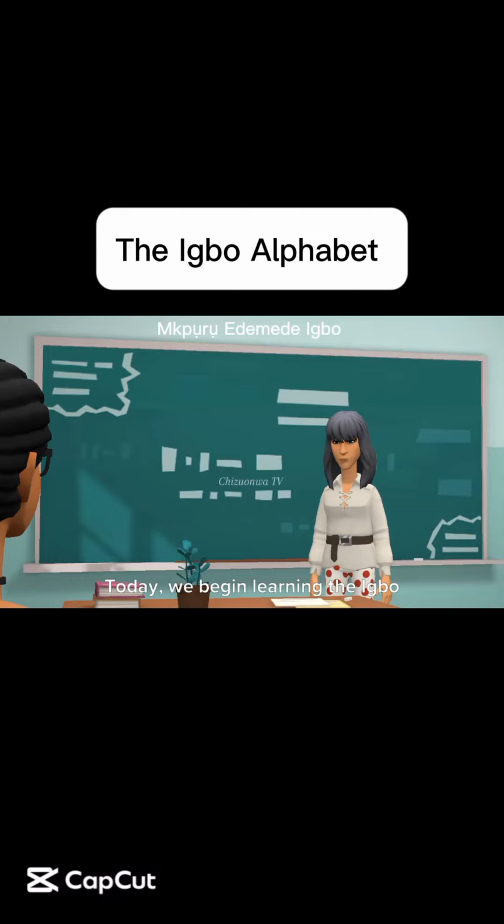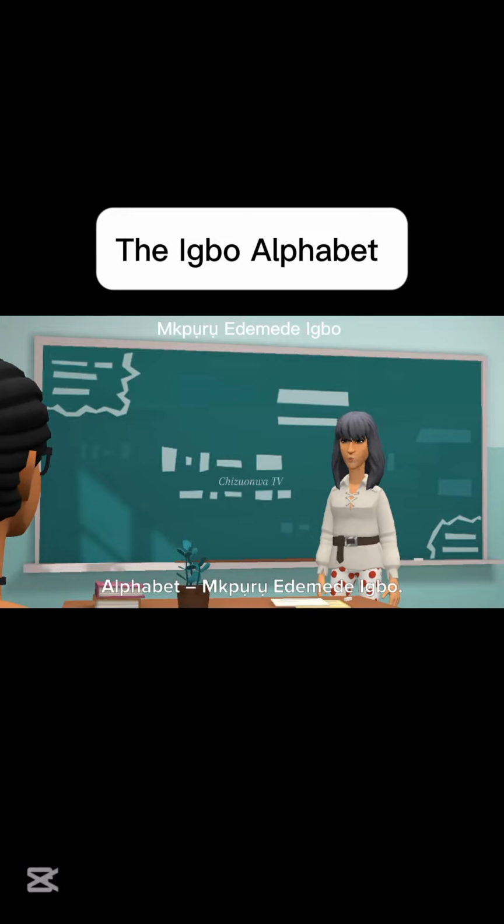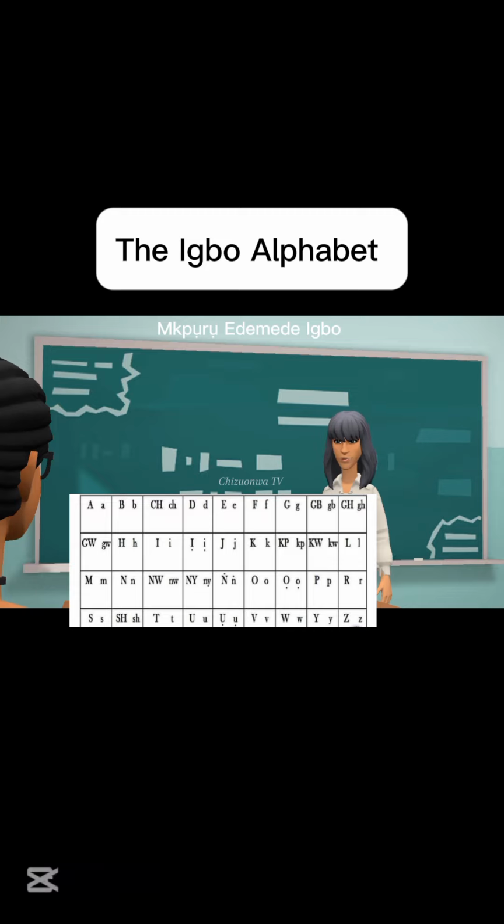Ndewonu. Today we begin learning the Igbo alphabet. Mkpụrụ-edemede Igbo. There are 36 letters in total. Let's go through the first 12 letters.